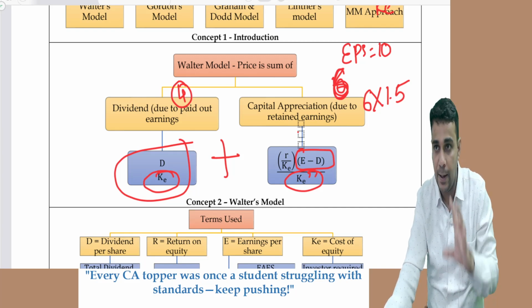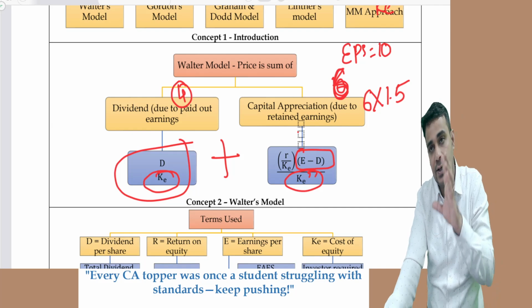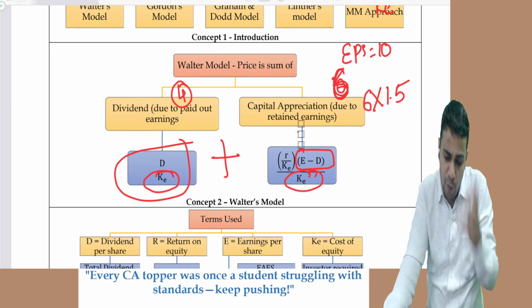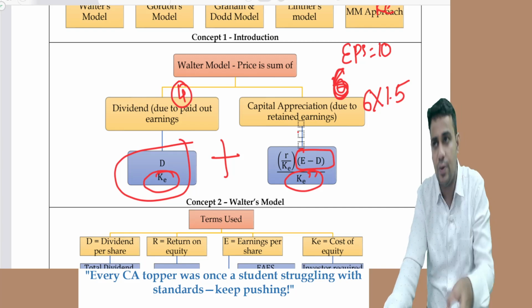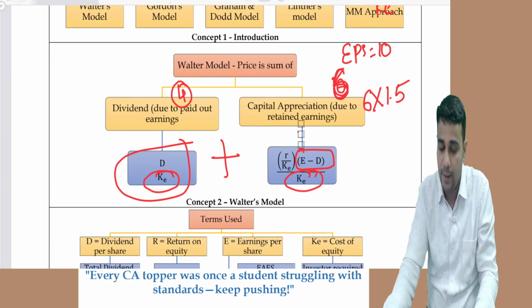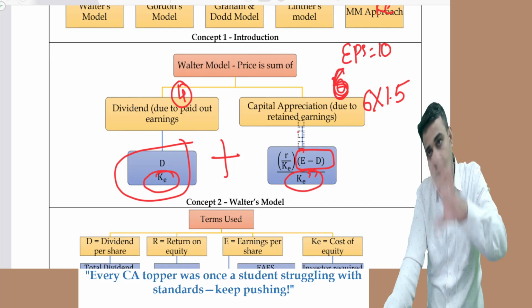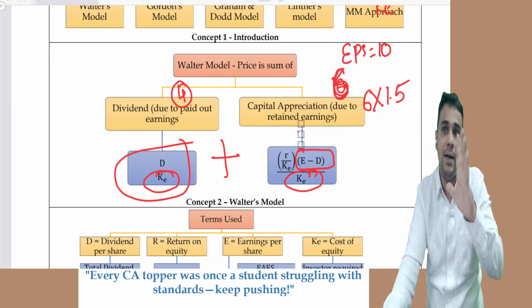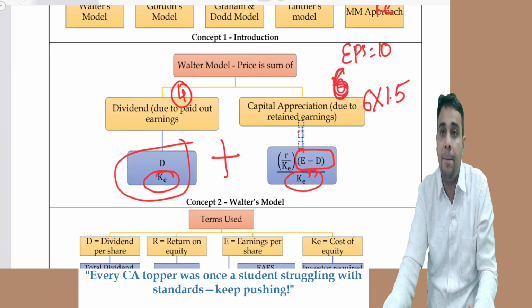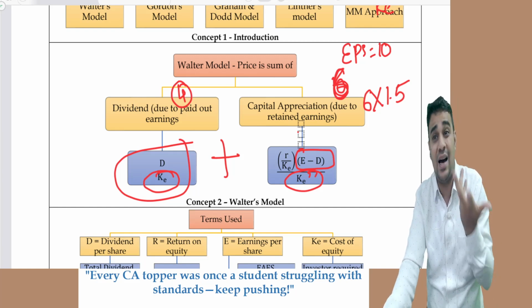So, two parts to the calculation. First part is D by KE. Second part is retained earnings by KE. If both are D by KE and retained earnings by KE, then why should I have the breakup? That is where they said for the retained earnings, there is a multiplier. What is the multiplier? The multiplier is R by KE.